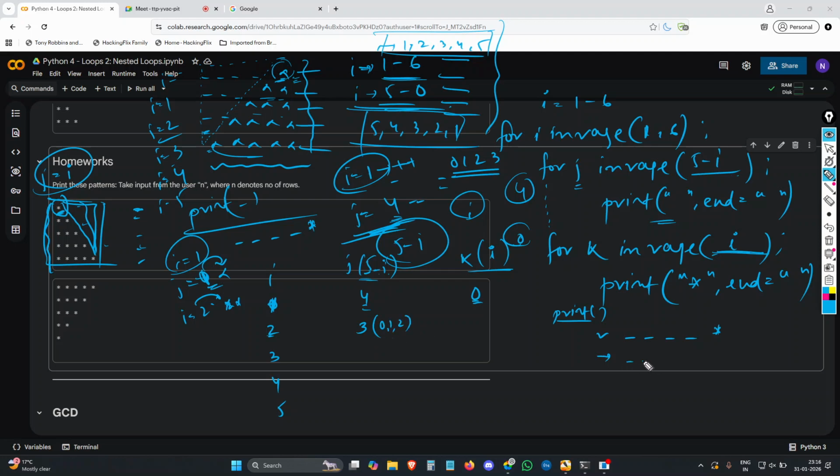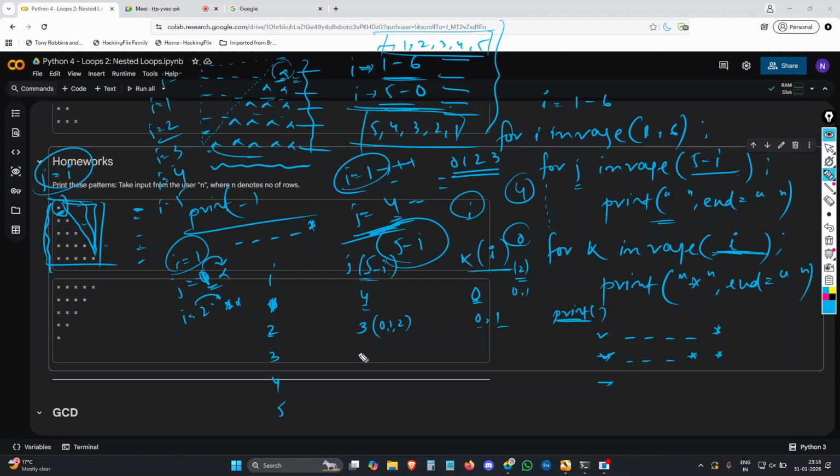How many? 3. So 3 spaces. Then k is in the range of I. So I is 2. For 2, what will I get? 0 and 1. So for 0 and 1, I will get 2 stars, right? Then this iteration will also be done. And for that, I will come to the new line.